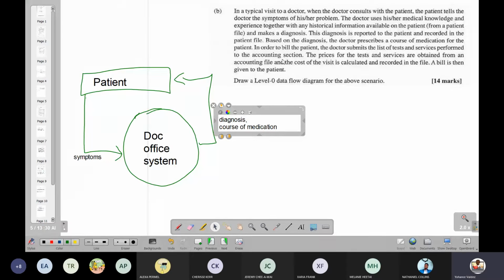Okay, are we assuming that the accounting is a process inside of the system? Yes, it is. The prices for tests and services are obtained from the accounting file, and the cost of the visit is calculated and recorded in the file. So then the patient also gets a bill. So based on the data that was given to us, this system produces three things: the diagnosis, the course of medication, and the bill. And the patient should only put in one thing, which is their symptoms to the doctor.